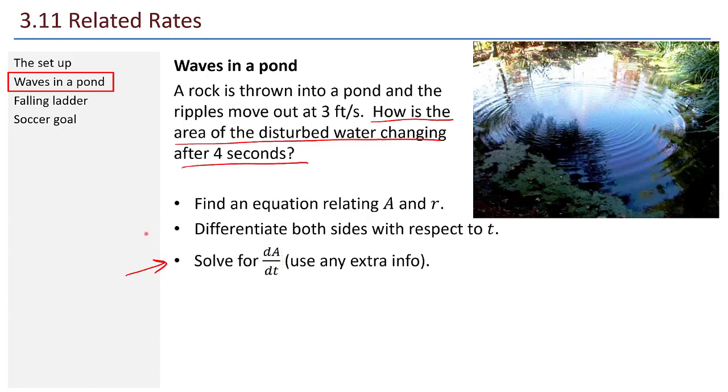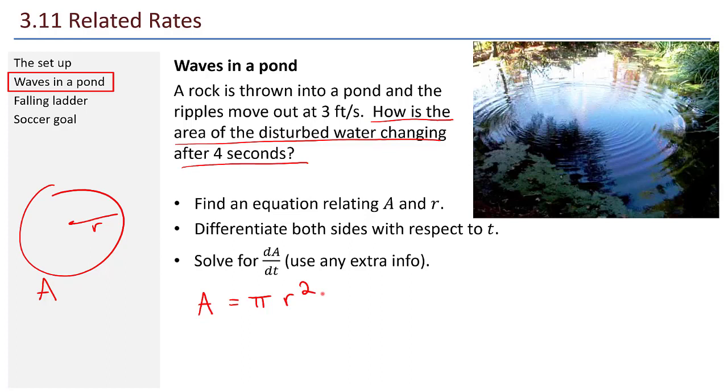Okay, let's begin. Find an equation relating A and r. Well, it's a circle, and I have a radius, and that circle has a certain area. So how about A equals pi r squared? I've related the two quantities.